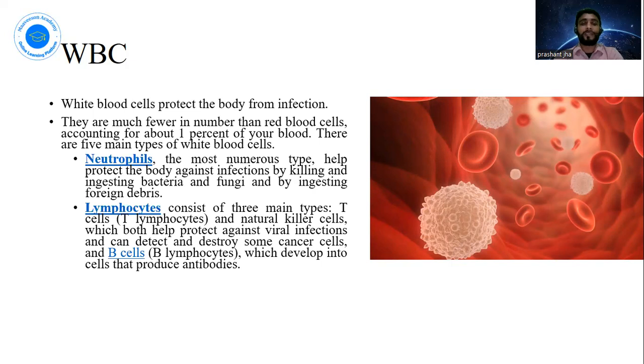There are five main types of white blood cell, including neutrophils. The most numerous type, it helps protect the body against infection by killing and ingesting bacteria and fungi and by ingesting foreign debris. Second component of the WBC is the lymphocyte. It consists of three main types, that is T cell and natural killer cell, which both help protect against viral infection and can detect and destroy some cancer cells, and B cell, that is the B lymphocyte, which develops into the cells that produce the antibodies.